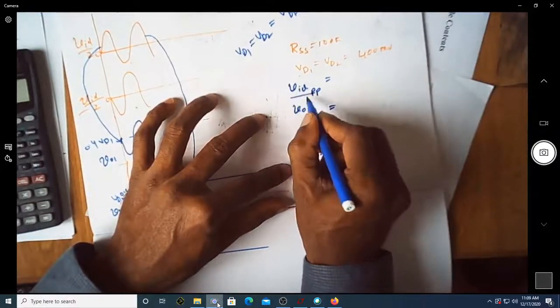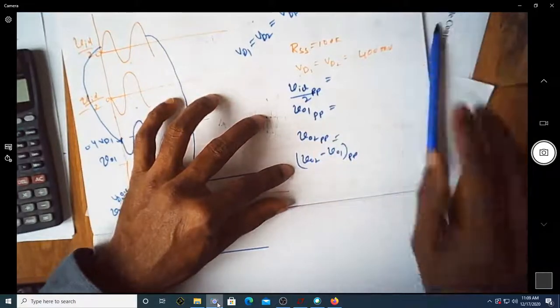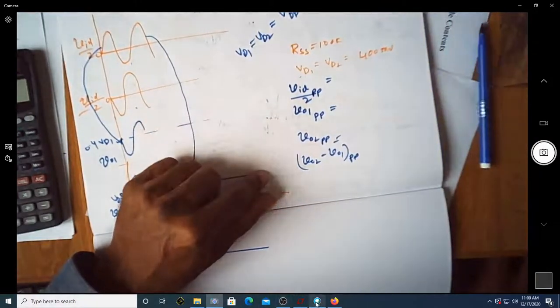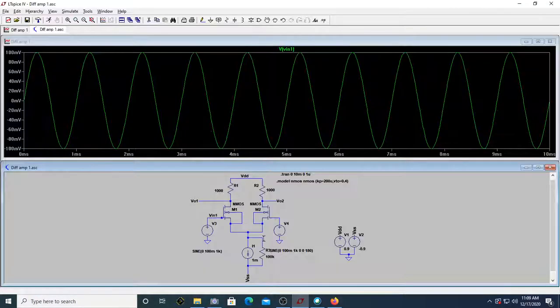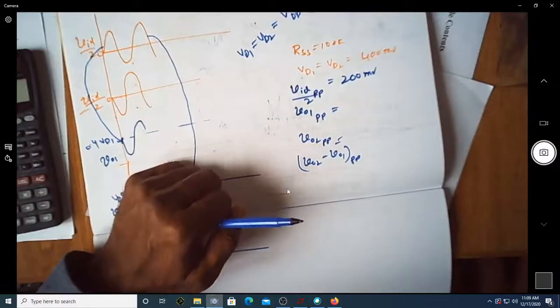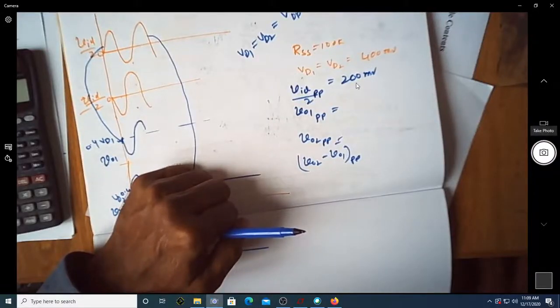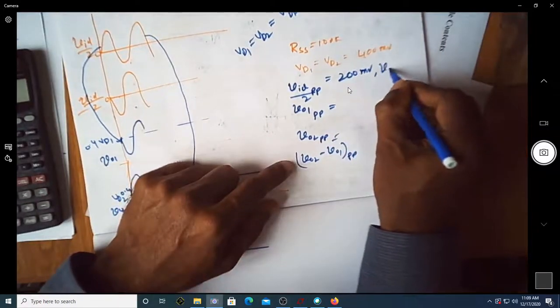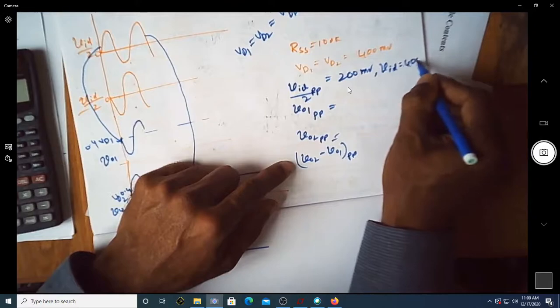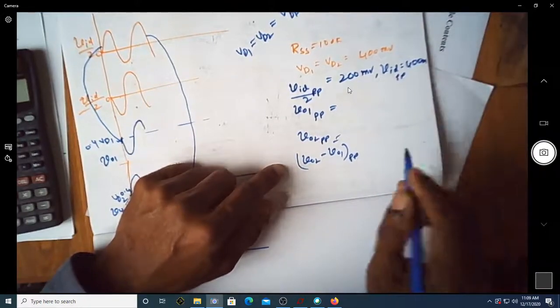Let us measure these voltages. Actually, what we are measuring is VID peak to peak by 2. Since Vin1 is VID by 2, let me measure the peak to peak of it. Since it is 100 and this is minus 100, I can simply write it as 200 millivolt. So VID by 2 peak to peak is 200 millivolt, and from this I can write VID as 400 millivolt peak to peak.